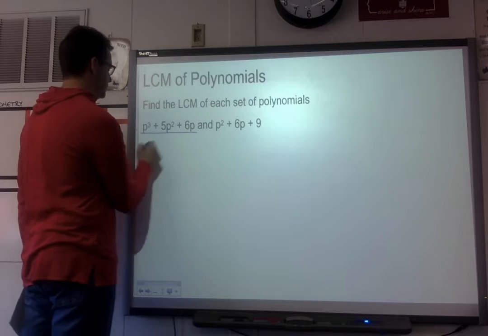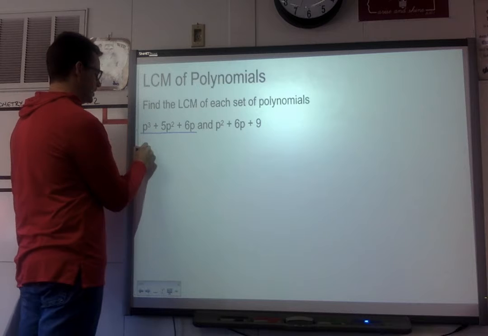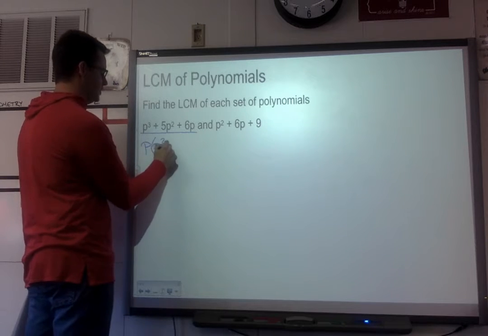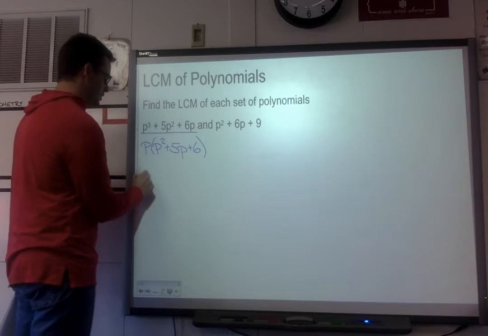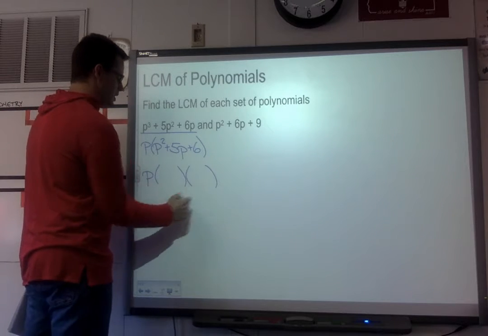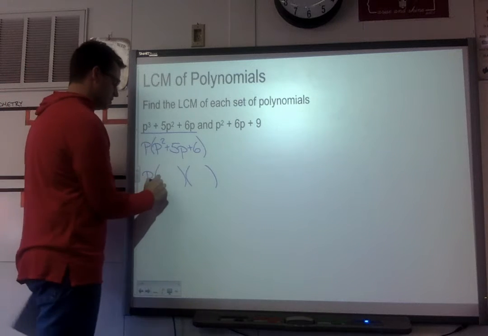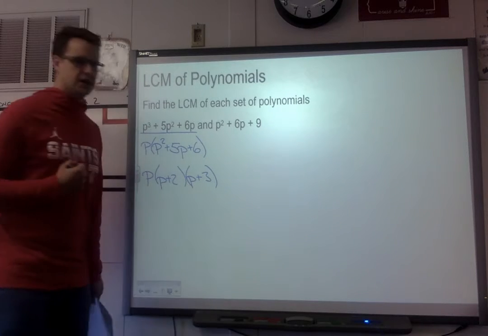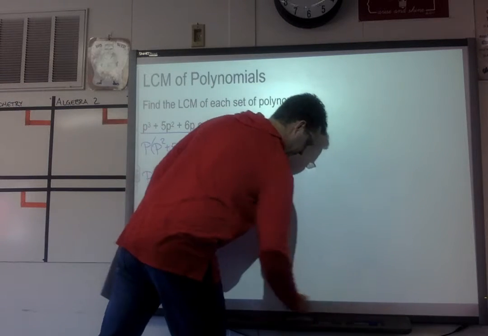So for our first one, p cubed plus 5p squared plus 6p. The first thing we can do is go ahead and factor a p out of each of those terms. Leaves us with p squared plus 5p plus 6. And then we can factor this polynomial. We need 2 numbers that multiply to 6 and add to 5. That's going to be 3 and 2. So p plus 2 and p plus 3. So this is the factored form of this first polynomial.